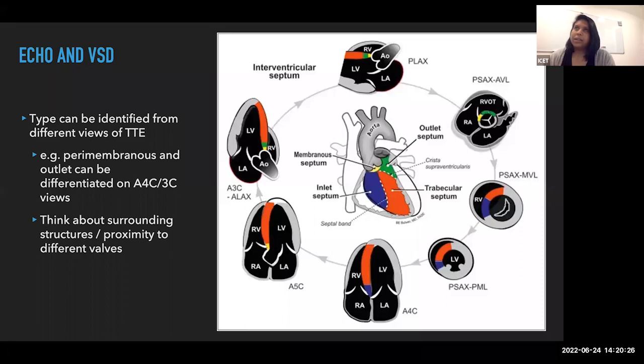I guess the other thing that you will probably end up needing to do is a TOE that will also help delineate the nature of the VSD. And the advantage with TOE is that you can do 3D imaging as well, and that can help really interrogate that septal defect with a lot more detail.